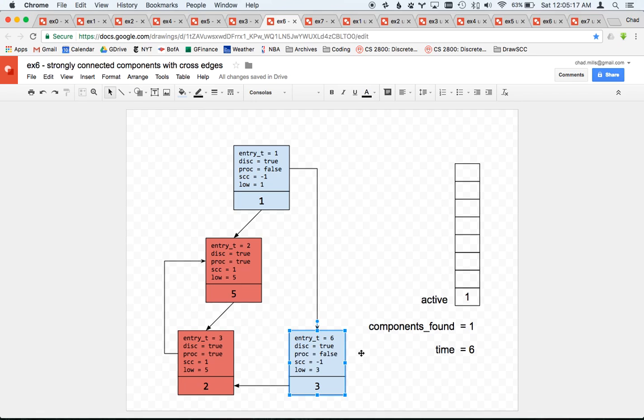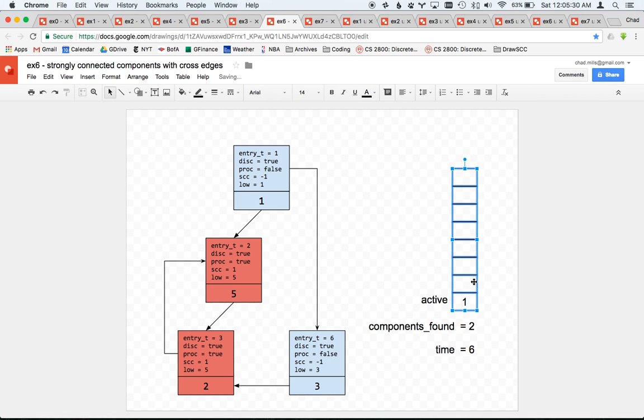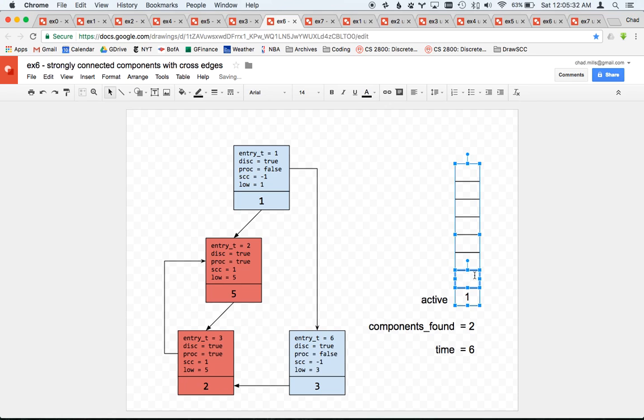We return to vertex 3 and we ask ourselves, well, are there any other edges out from it? No. So is low of 3 equal to 3? Yes, it is. Now components found equals 2, and oops, vertex 3 should have been on the active stack here. Should have been right there. I forgot to push that on earlier. Now it's gone in any case, and I mark its strongly connected component as component number 2.